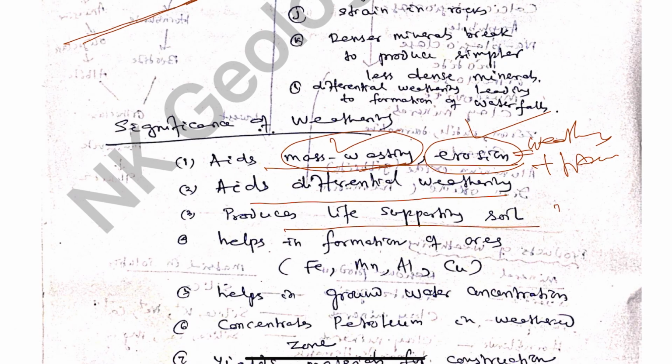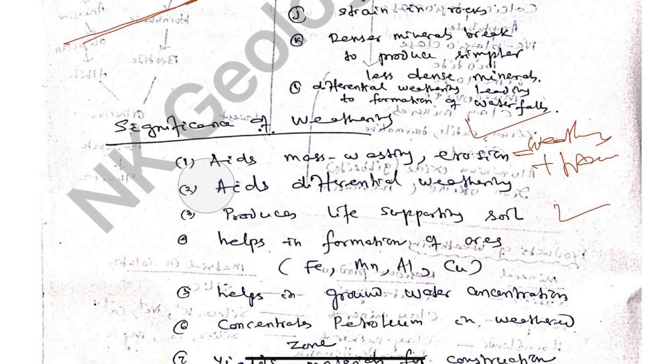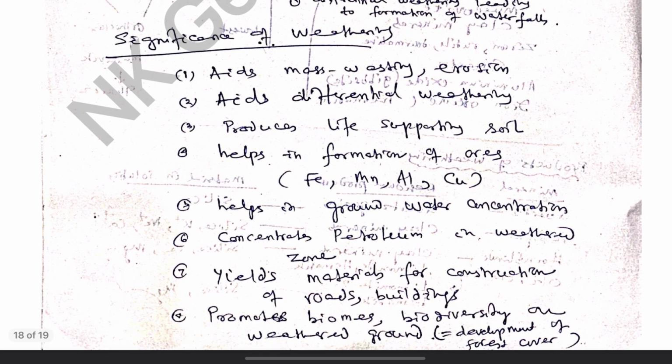It produces life supporting soil. It helps the formation of ores such as iron, manganese, aluminum and copper. Iron means goethite, limonite, then hematite; manganese, pyrolusite; aluminum, gibbsite; and copper sulfides. So these are the common products of weathering. It concentrates petroleum because it produces loose rock matter through which petroleum accumulates.